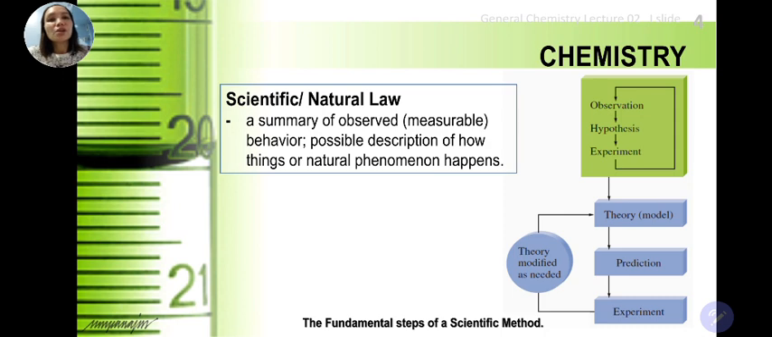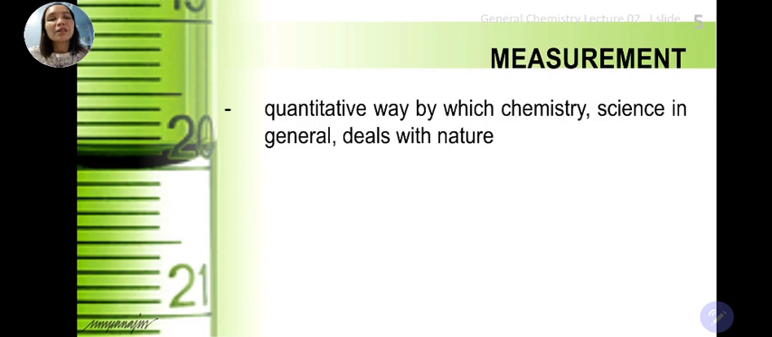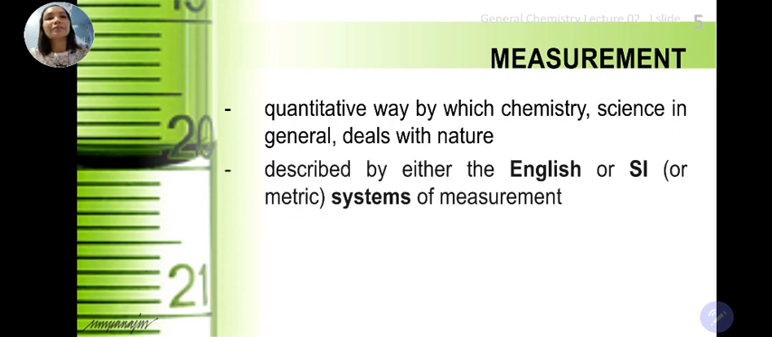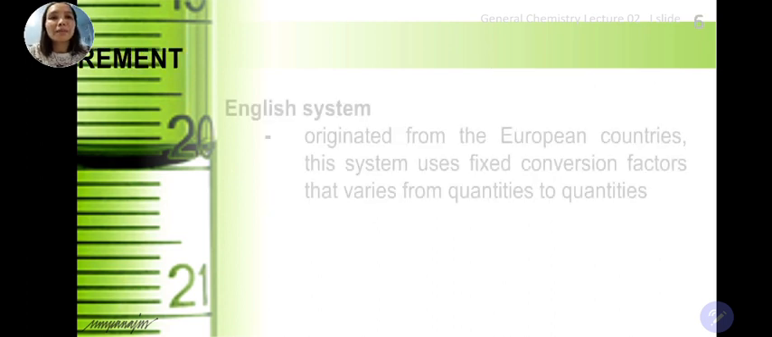Scientific or natural law is a summary of observed or measurable behavior, or it is the possible description of how things or natural phenomenon happens. So, punta na tayo sa measurements. Usually, yung mga experimentation, nagkakaroon tayo dyan ng mga measurements. Measurements are quantitative way by which chemistry or science in general deals with nature. It is either described by the English or the SI metric systems of measurement.